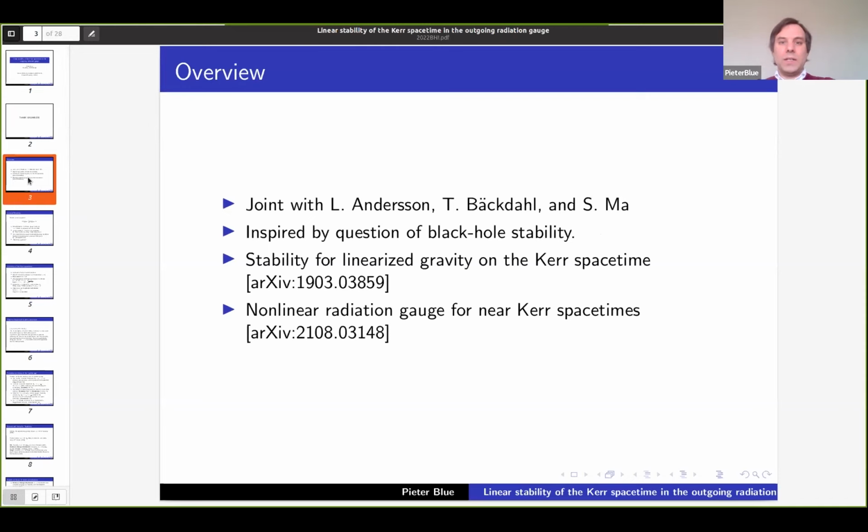All right, so today I'm going to speak about some joint work with Lars Andersson, Thomas Bäckdahl, and Siyuan Ma. It's inspired by the question of black hole stability, and it's based on two papers, one preprint from 2019, Stability for Linearized Gravity on the Kerr Spacetime, and then a more recent one from last year, Nonlinear Radiation Gauge for Kerr Spacetime. So these are both from the arXiv.